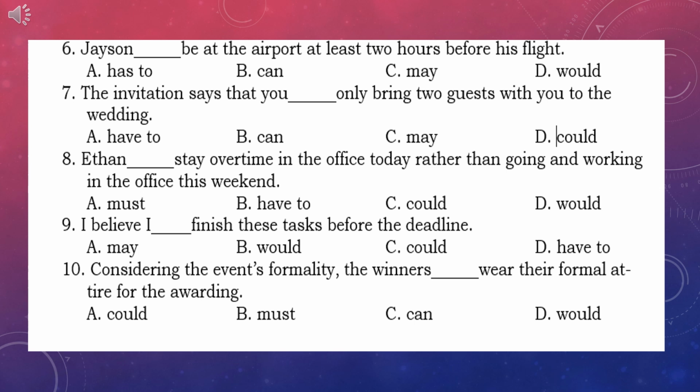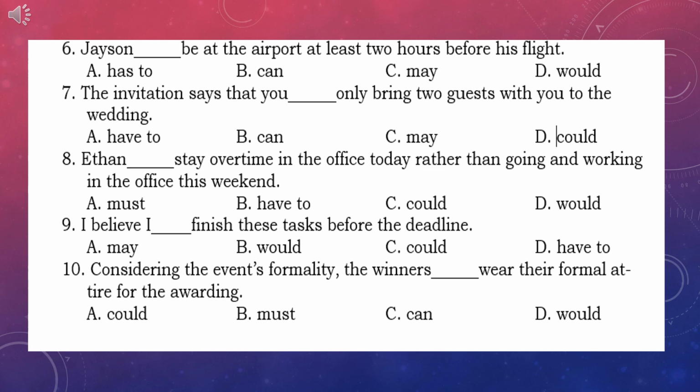Number seven. The invitation says that you blank only bring two guests with you to the wedding. Is it have to only bring, can only bring, may only bring, or could only bring? What is the correct answer? It's letter B, can only bring. What is the thought being conveyed by can? It is the permission that the person being invited can only bring two guests with him or her.